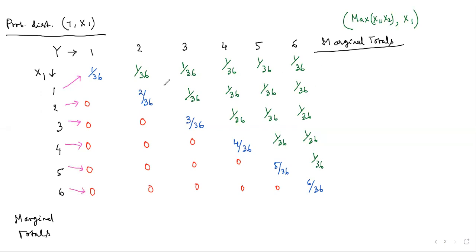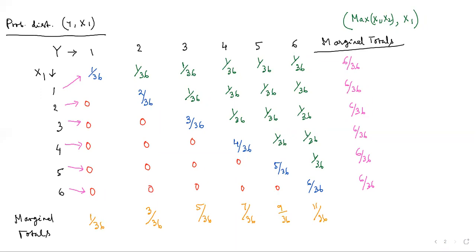If I consider the marginal total of the first row, this is 6 by 36. The marginal total of the second row is 6 by 36, and so on. For each row, the marginal total is 6 by 36. And what about my marginal total with respect to column? So we get marginal totals as 1 by 36, 3 by 36, 5 by 36, 7 by 36, 9 by 36, and 11 by 36.